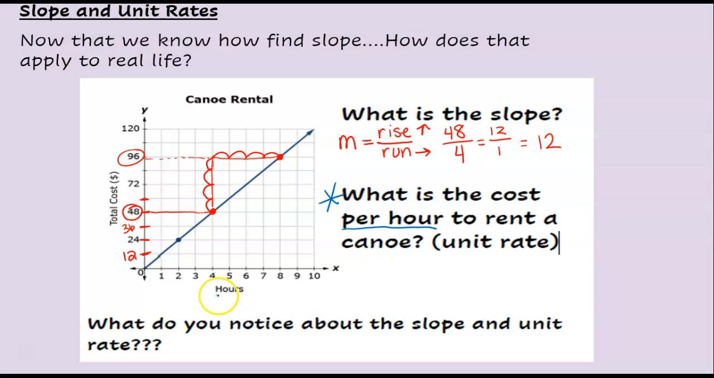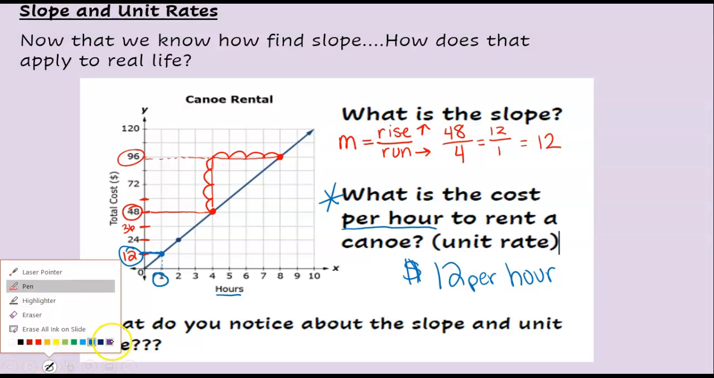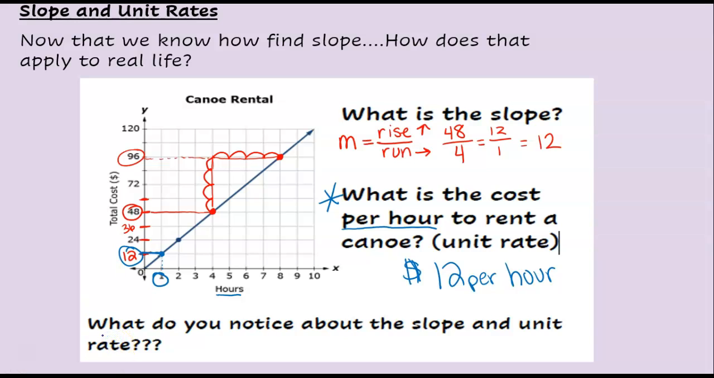So I'm going to go down here and look at my hours and find where the x value is 1. When I find where the x value is 1, I'm going to go up to my graph. So that 1 hour corresponds with how much money? It lines up with 12. So it costs $12 per hour to rent a canoe. $12 per hour. Now the last question: what do you notice about the slope and the unit rate? They are the same.